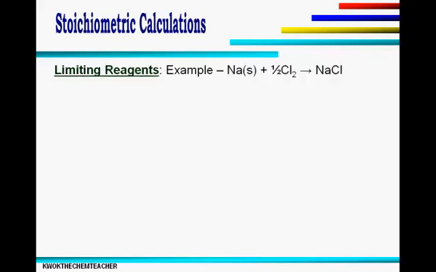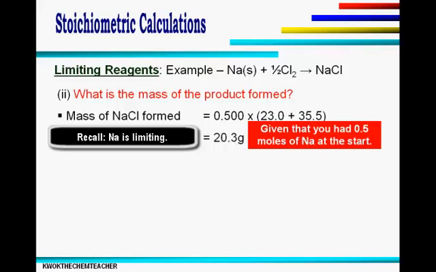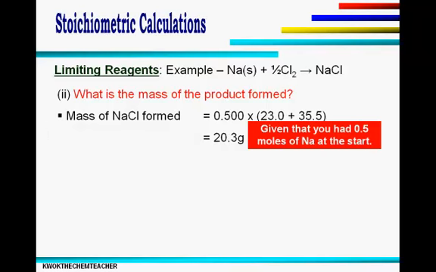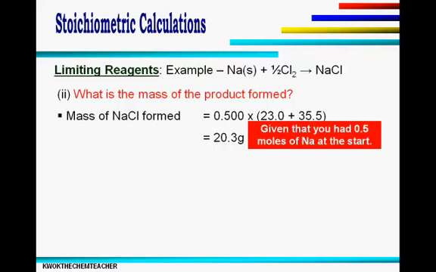Now, for another example of the limiting reagents, we can continue by asking ourselves, what is the mass of the product that is formed? Once you know which is the limiting reagent, you would know that the limiting reagent is sodium. The mass of sodium chloride formed will be 0.500 multiplied by 23.0 plus 35.5 to give you 29.3 grams.